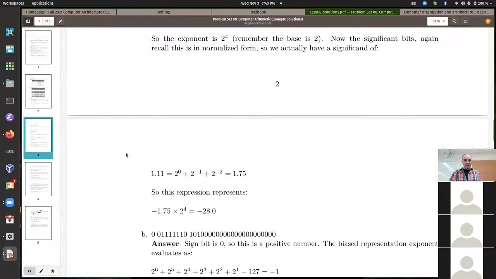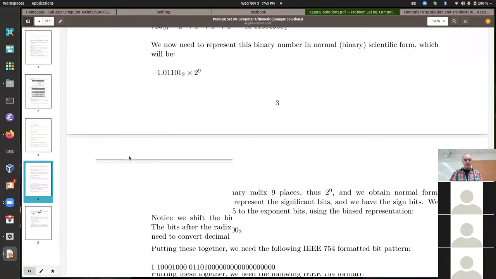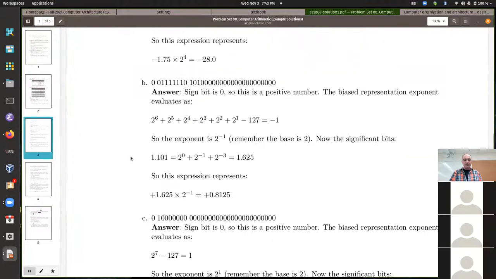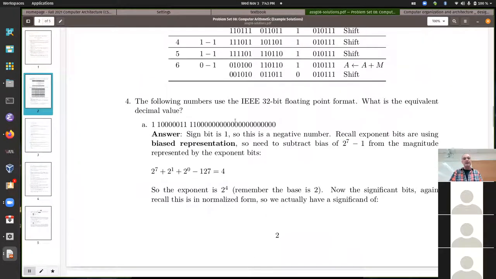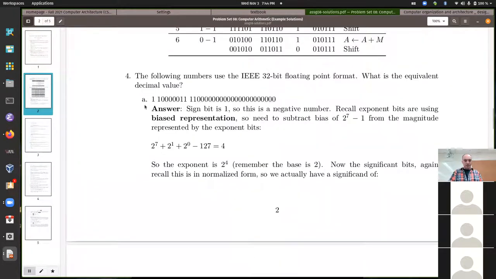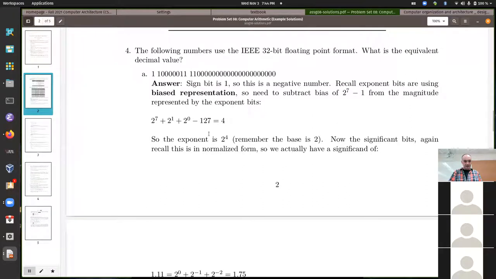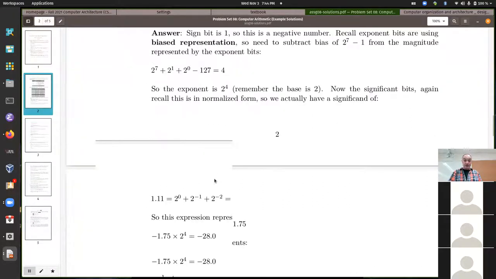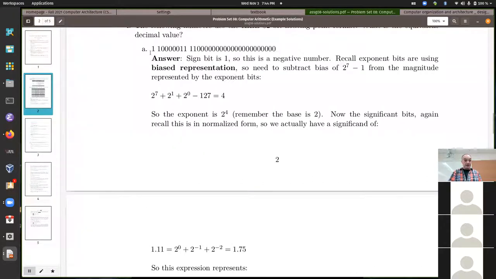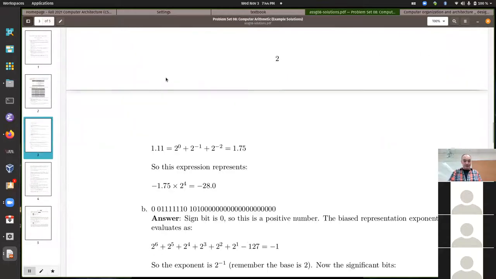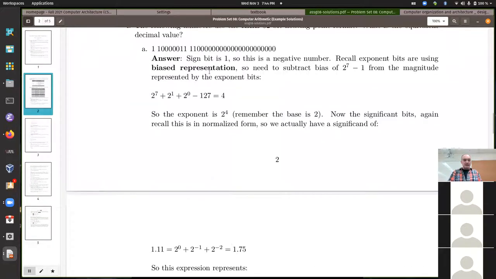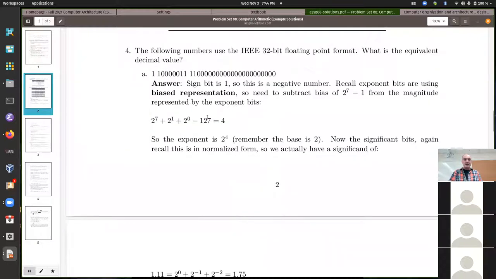All right, and most people did fine for 4 and 5. I thought these might be a little bit more of a struggle, but we talked a little bit about 32-bit floating point format. I don't think I'll go into detail on these. To get these right, you have to handle the sign bit correctly, but you have to know that these are the exponents and that we're using the biased representation. So you can't just take that directly.